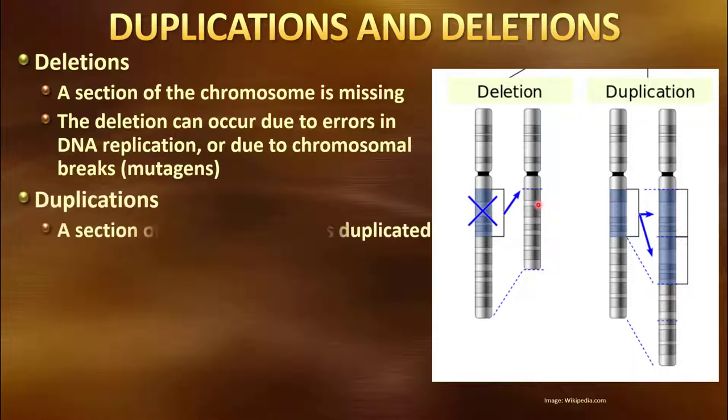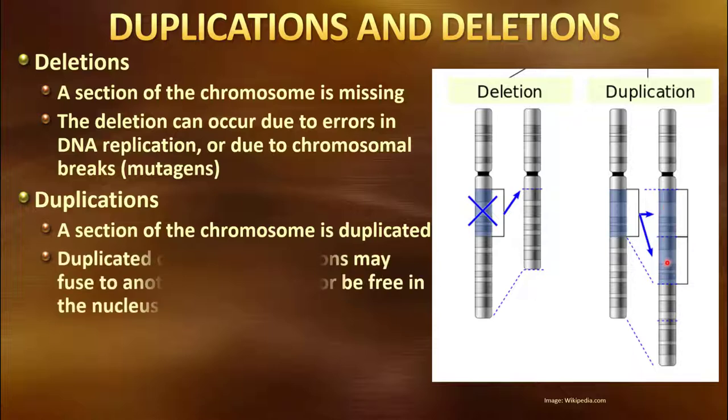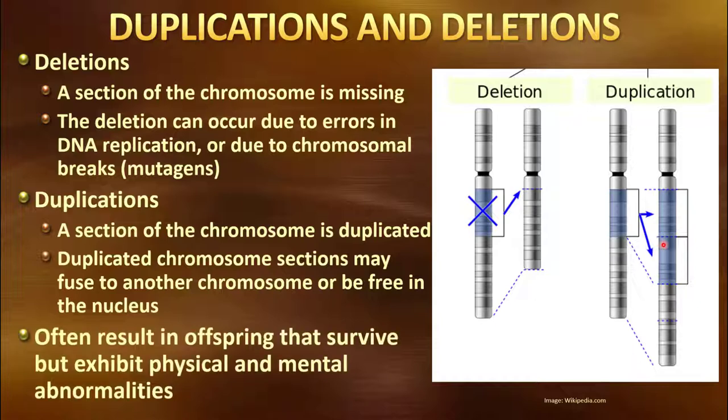Or it could be that the chromosome breaks, not during division, but at some other time, it breaks due to mutagens. In a duplication, a section of a chromosome is duplicated. Here we have this section of chromosome is duplicated twice and inserted over here on this side. So we have two sections of identical copies of DNA right there. So that's a duplication. Duplicated sections can all fuse to one another, like we see here, or this duplicated section could be free in the nucleus. Often deletions and duplications result in offspring that survive, but will have physical or mental abnormalities.